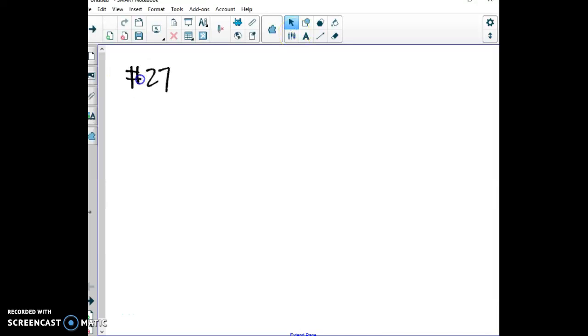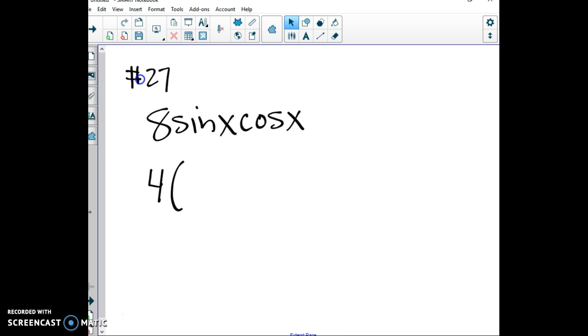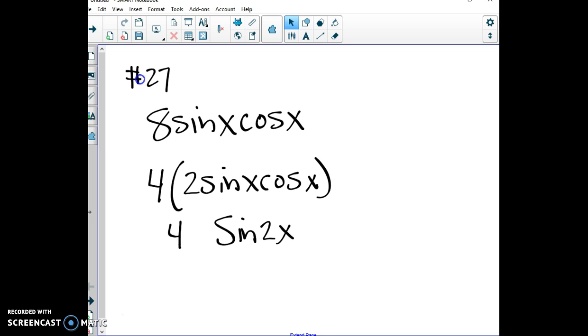So number 27, kind of working backwards, we want 8 sine x cosine x. So if we could just rewrite that, let's call it 4 times 2, and you're thinking, how would I ever know to do this? Well, if you were staring at your double angle identity sheet, you would see 2 sine x cosine x is the same thing as the sine of 2x. So this guy inside parentheses is the same as the double angle, sine 2x.